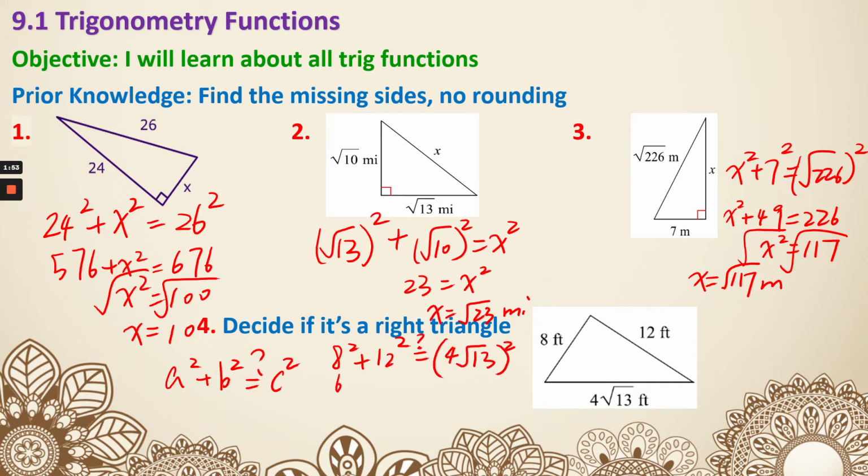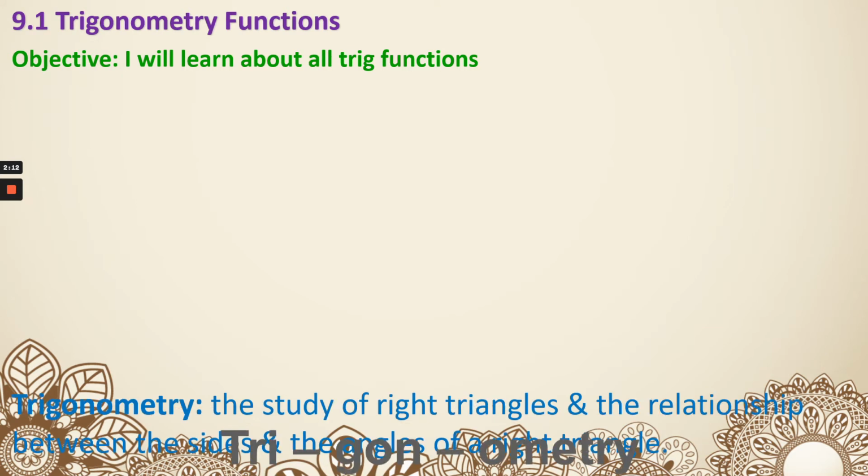The left side is 64 plus 144. The right side is 208. So together, that's 208 equals 208 or not. And in this case, clearly they do. So yes, it is a right triangle. These are the prior knowledge. Now let's actually start using them in trigonometry.